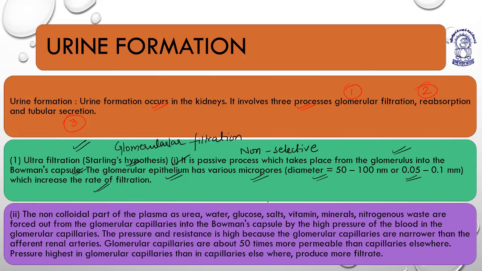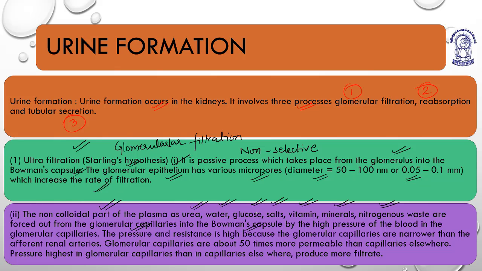The glomerular epithelium has various micropores. The size of the micropores is different, with a diameter on average of 50 to 100 nanometers, which increases the rate of filtration. There are many favorable pressures and many opposing pressures which are responsible for making the effective filtration pressure. The non-colloidal part of the plasma, with urea, water, glucose, salts, vitamins, minerals and nitrogenous waste, is forced out from the glomerular capillaries into the Bowman's capsule.